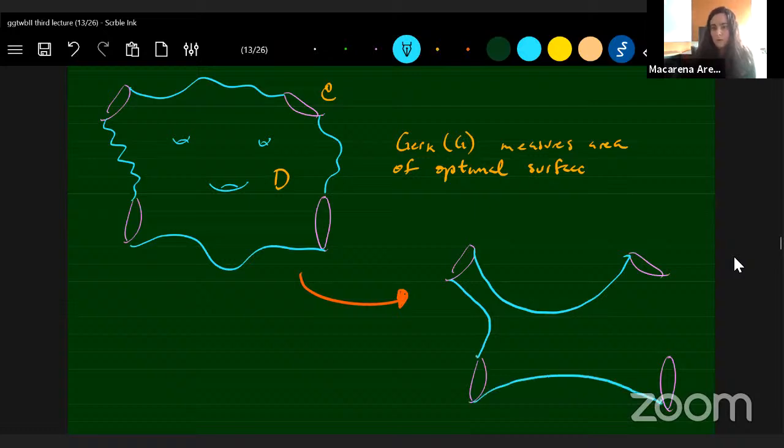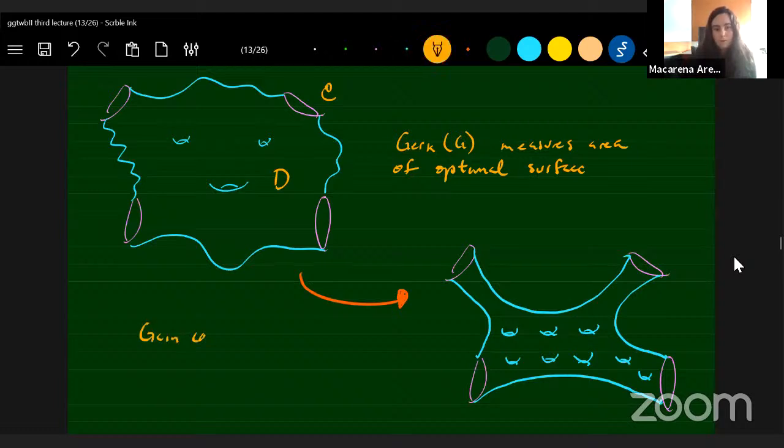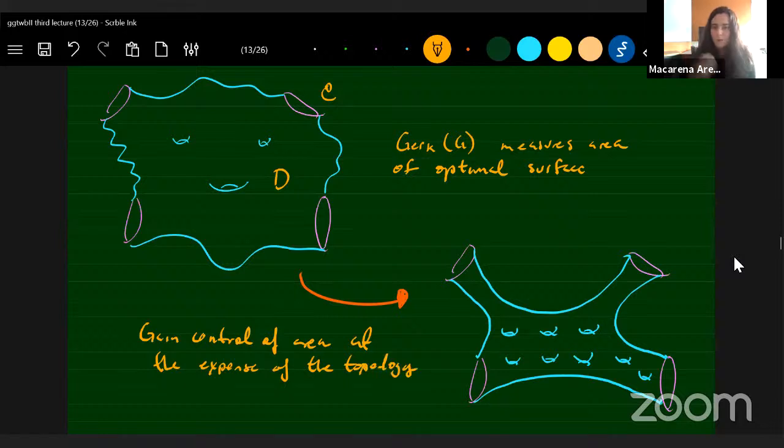And we gain control over the area of this diagram, of this surface, but we lose control over its topology. So this can have a very large genus, or it could have genus 0. We have no idea of what's the topology of this surface anymore. So we gain control of the area at the expense of the topology, because homology does not distinguish between surfaces of different genus.